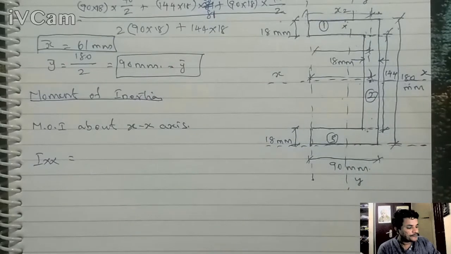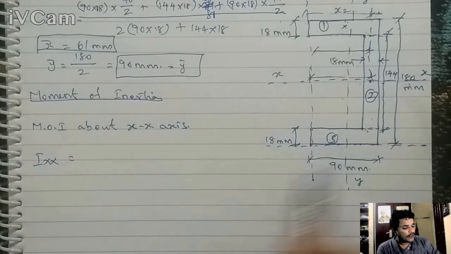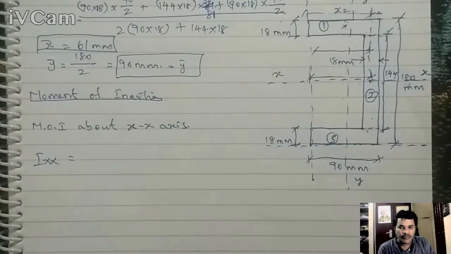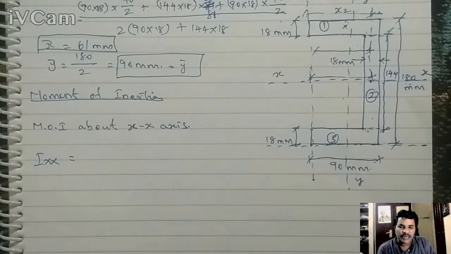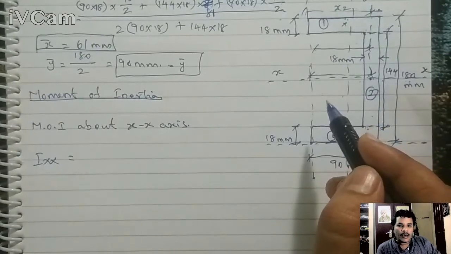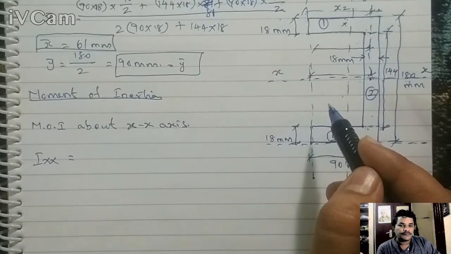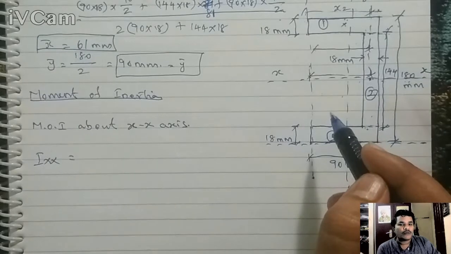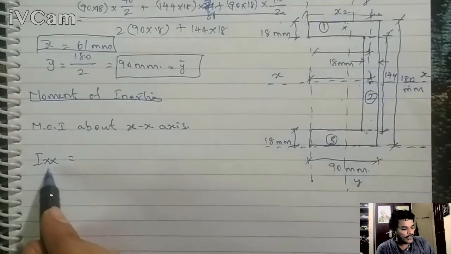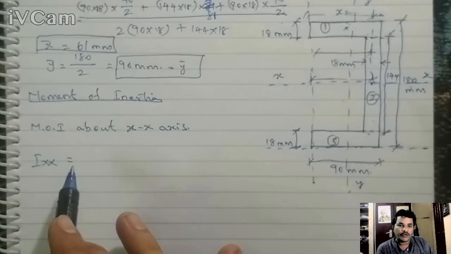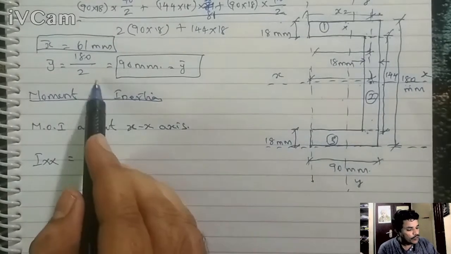Whenever we calculate the moment of inertia about the x axis or y axis, we are basically applying the theorem of parallel axis. The theorem of parallel axis means Ixx plus A into h bar square. Here what is the h bar? H bar, if you are calculating xx, means y bar minus y1. Now you know the y bar value.